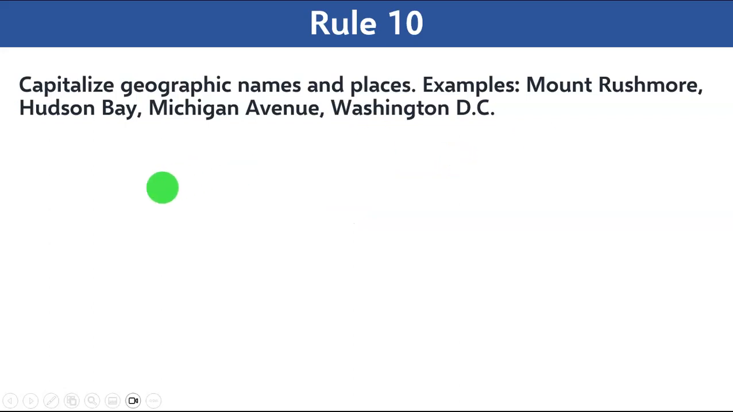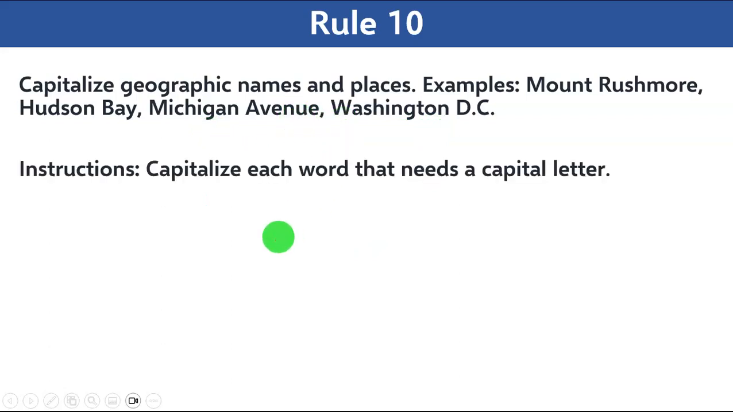Examples: Mount Rushmore, Hudson Bay, Michigan Avenue, Washington DC. Okay, so capitalize geographical names and places. Instructions: capitalize each word that needs a capital letter.